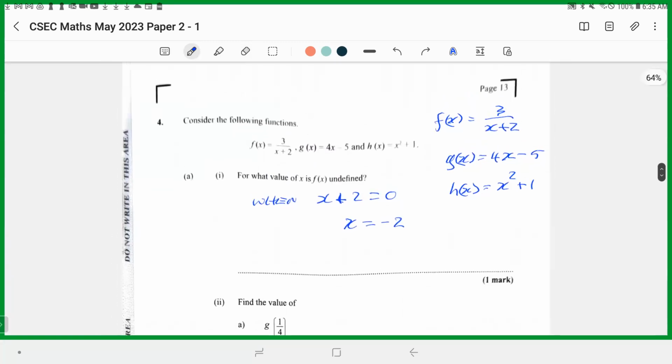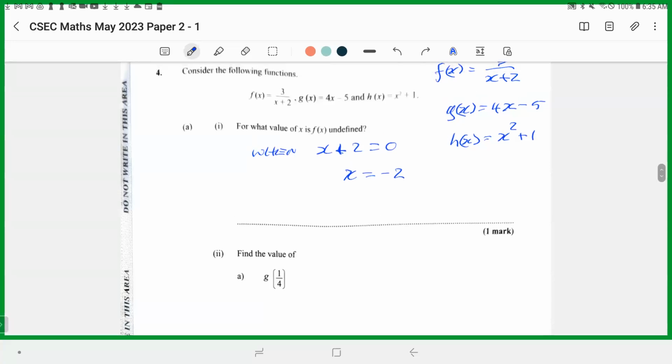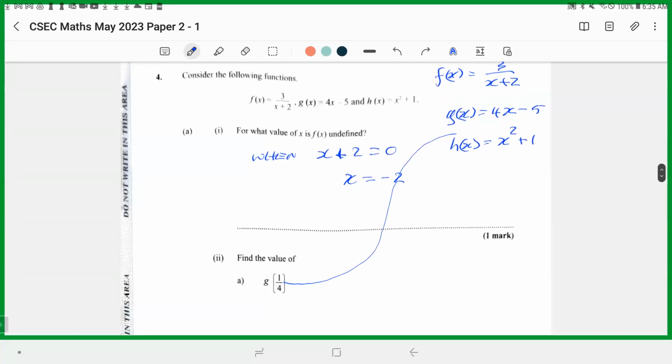All right. Next part wants us to find g of a quarter. So it means that we'll just plug in the quarter in the g function where x is right there. So it becomes 4 times a quarter, minus 5.